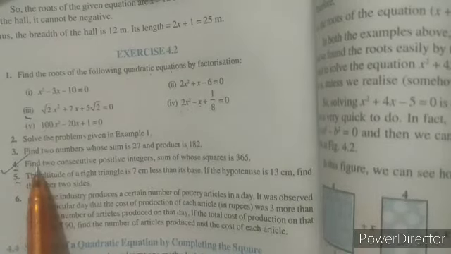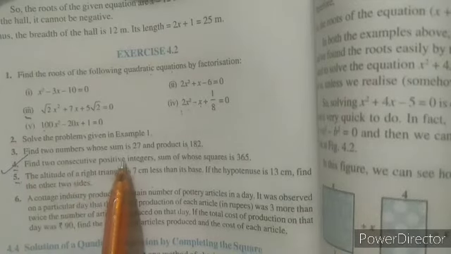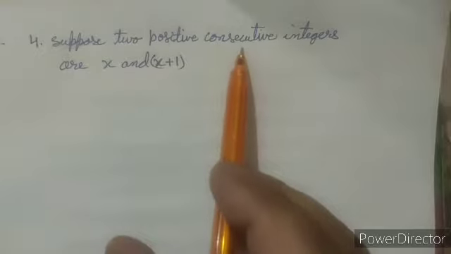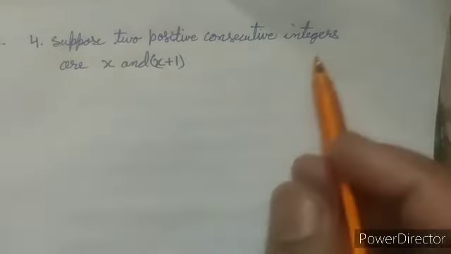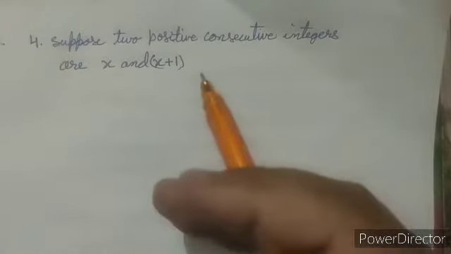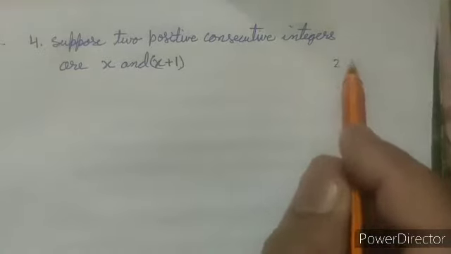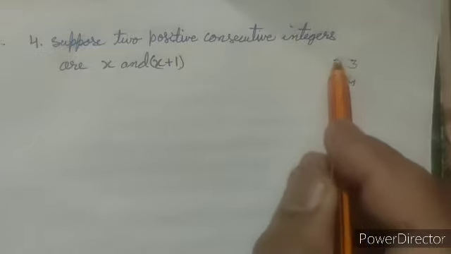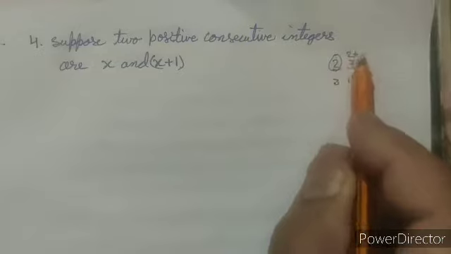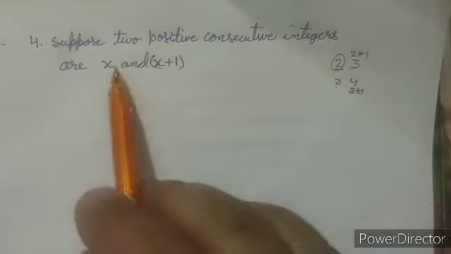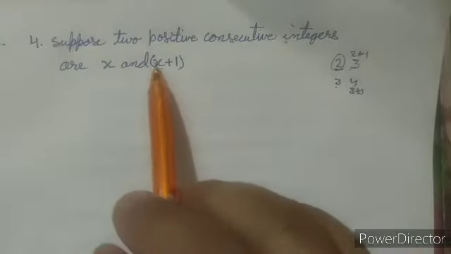Now come to question number 4. Here, find two consecutive positive integers, the sum of whose squares is 365. In case of consecutive positive integers, we will take them as x and x plus 1. As you know, consecutive positive integers means integers one after another. So if the first integer is 2, the next will be 3. If the first is 3, then the next will be 4. If we are taking the first as 2, then the second will be 2 plus 1, that is 3. If we are taking the first as 3, then the second will be 3 plus 1, that is 4. So we will take the consecutive integers as x and x plus 1.